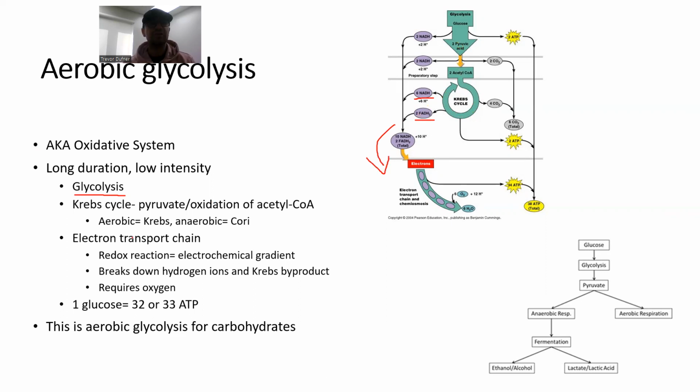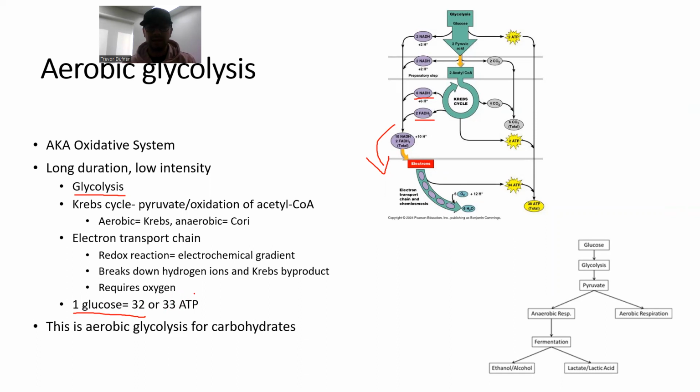Okay. The electron transport chain uses a redox reaction and electrochemical gradient. We don't get into that too much, but it breaks down the hydrogen ions and Krebs byproducts. So it uses the NADHs and the FADHs to essentially create ATP. And so one glucose molecule will net 32 ATP or 33 ATP.